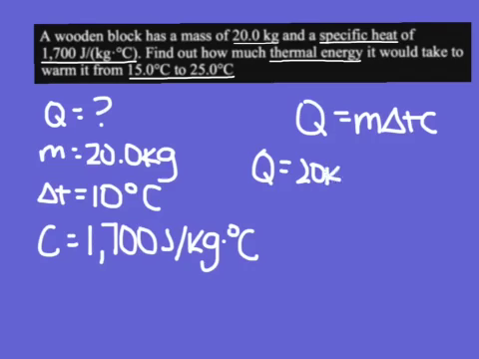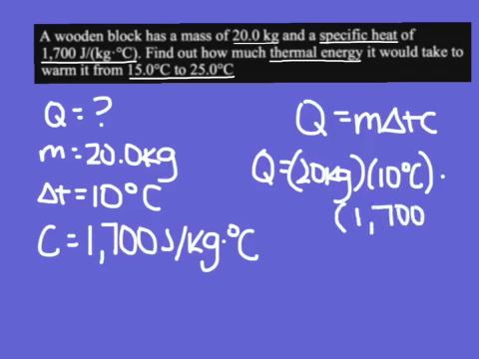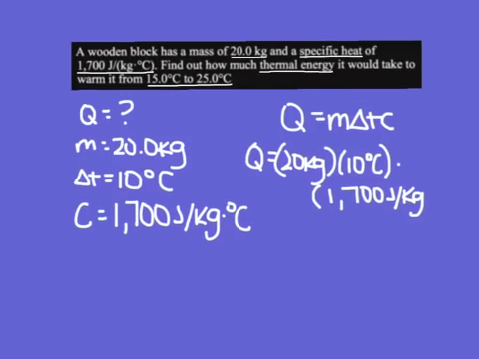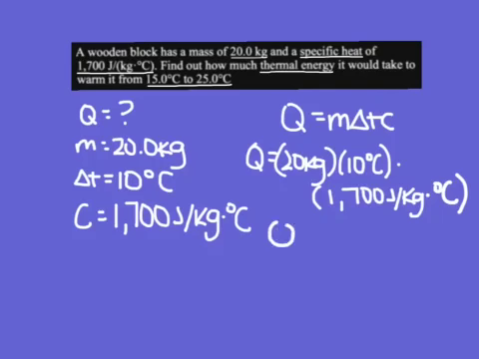20 kg times 10 degrees Celsius times, I'm going to come over here, I've got room, 1,700 joules per kg times degrees Celsius. Zoom out a little bit. Okay, now we just multiply all of them together and we get 340,000.